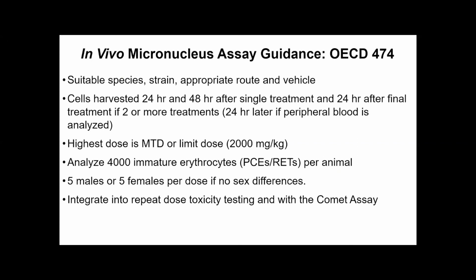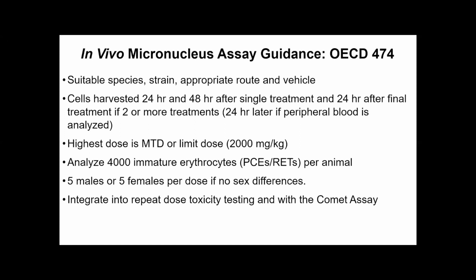So as guidelines say, again, you harvest cells after treatment. If you're using peripheral blood, you want to look a little later. We typically use a maximum tolerated dose of 2,000 mg per kg in animals, if it's not cytotoxic. We always do a rangefinder for these. And then 4,000 immature erythrocytes are scored per animal. And by flow cytometry, we've typically scored 20,000 cells in the past.